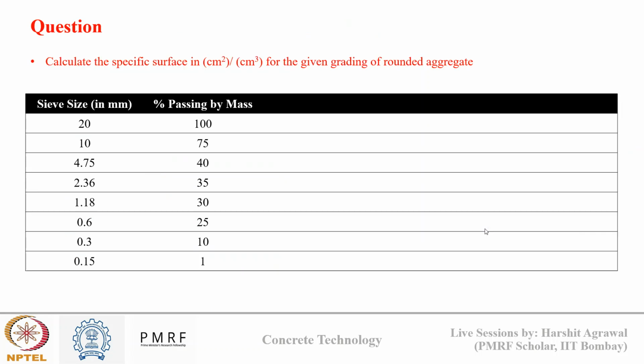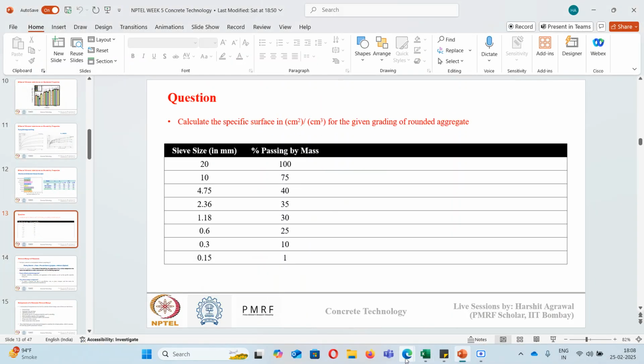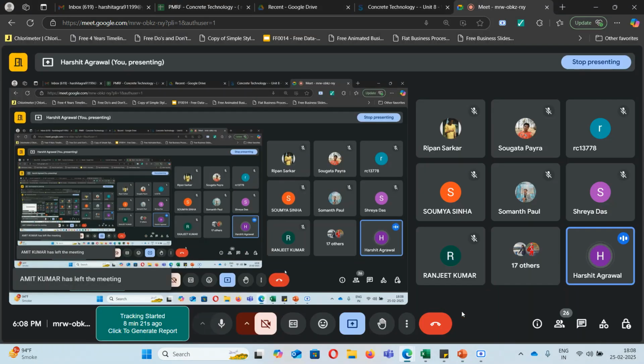Now, there was one question from last session which someone asked, maybe from one of the week's assignments. So, let us first see that question and then we'll move ahead with the discussion. The question was to calculate the specific surface area for the given grading of rounded aggregates. Did anyone have any doubt?